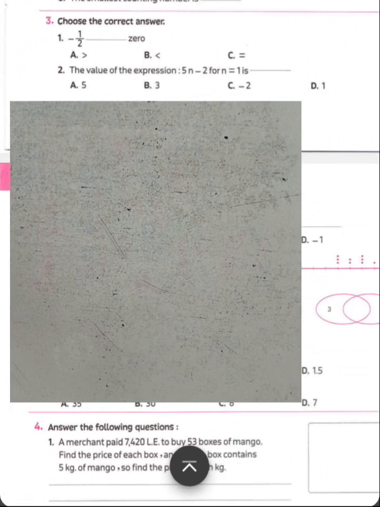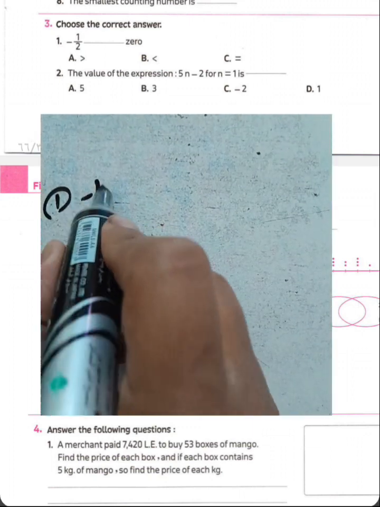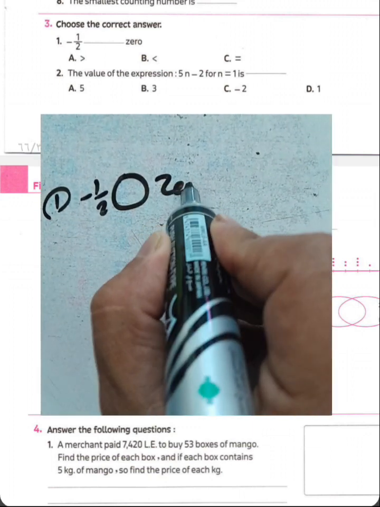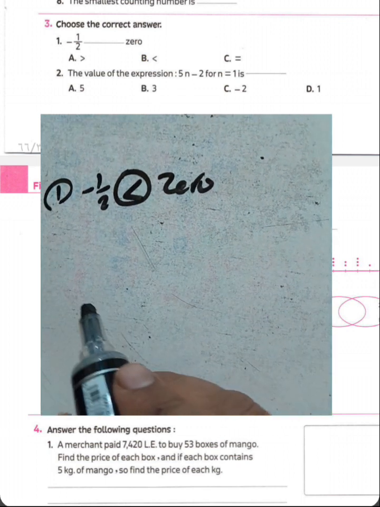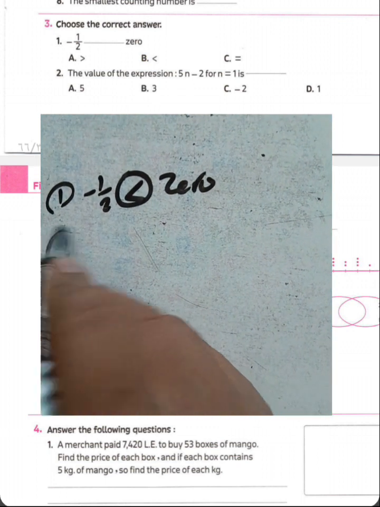Choose the correct answer. Negative half and 0. We know 0 is greater than negative half. 0 is non-positive and non-negative. Then 0 is greater than negative half and less than 0.